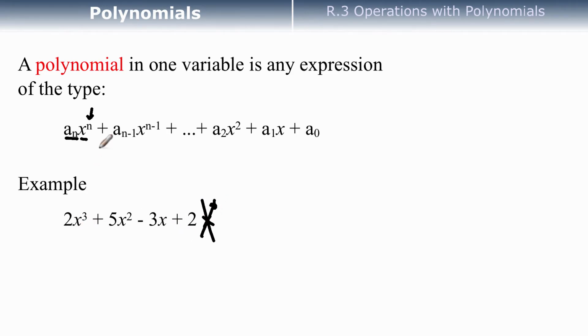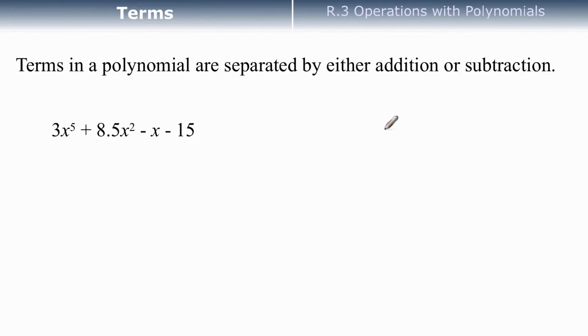Okay, so this is sort of a fancy kind of definition, but this is really what we're talking about: an expression that has some x's and numbers and exponents in it. Okay, so when we're looking at a term of a polynomial, and we use that to help differentiate what kinds of terms we have, a term of a polynomial is separated by either an addition sign or a subtraction sign. So if I look at this polynomial expression here, it's got 4 terms.